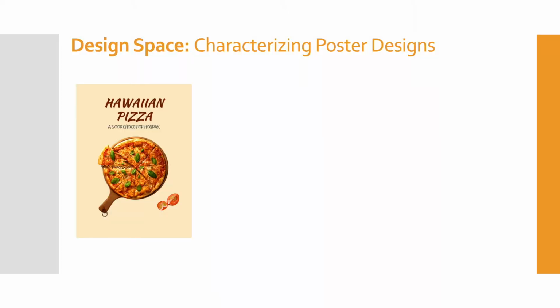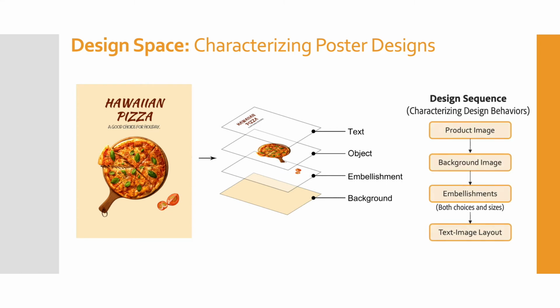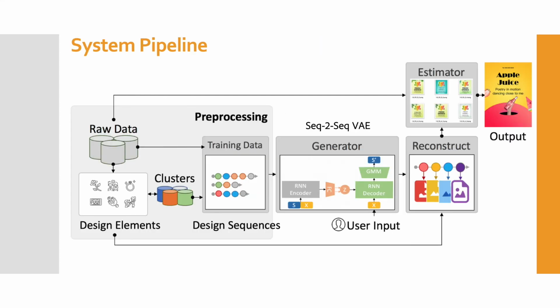To train the generation model, our first step is to characterize the design of posters by constructing a four-dimensional design space of posters that includes the key design elements. Next, we try to factorize the design behavior of designers by constructing a design sequence of these elements. After doing so, we shall have a library of design elements decomposed from our training design posters and a collection of design sequences representing the poster designs.